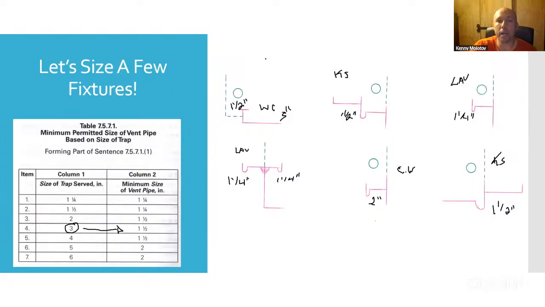All right. So now that we have that, we look over here to this chart and we can size the vent correctly. Kitchen sink is 1.5 inches, which is this one right here. If we follow it along, the minimum size vent pipe is 1.25 inches, okay? Same thing here, lav is 1.25 inches. Minimum size vent pipe is also going to be 1.25 inches.